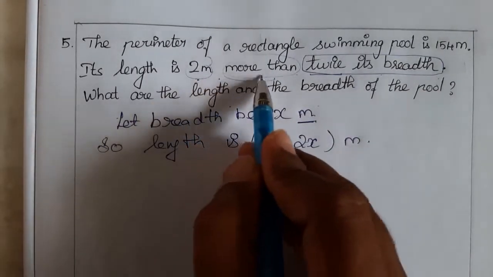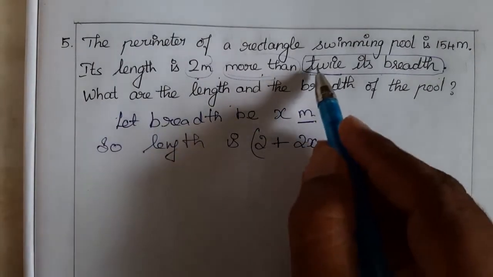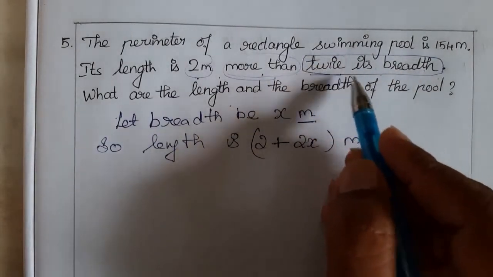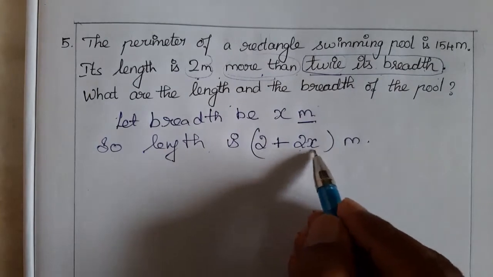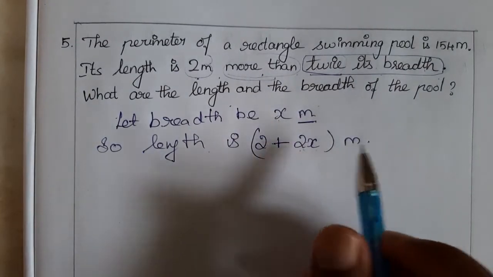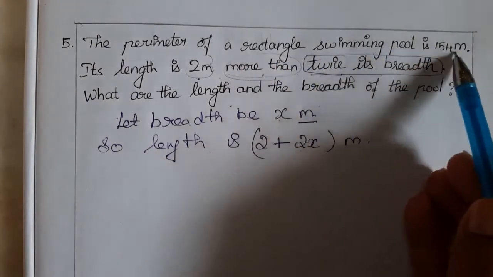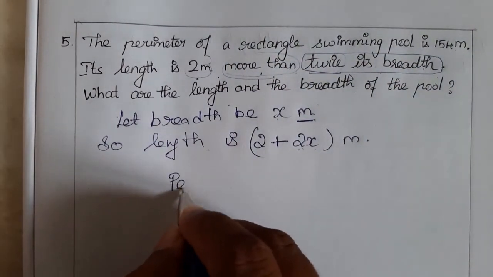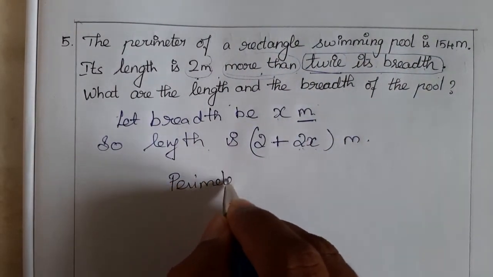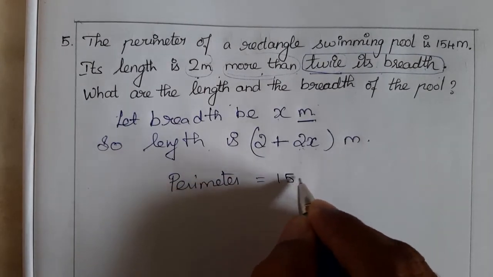So 2 meters more than, more is an addition, and twice its breadth. Twice means multiplication, 2 times the breadth. Breadth I consider x, so 2x. The other condition is given: the perimeter of the rectangular swimming pool is 154. So perimeter is equal to 154.